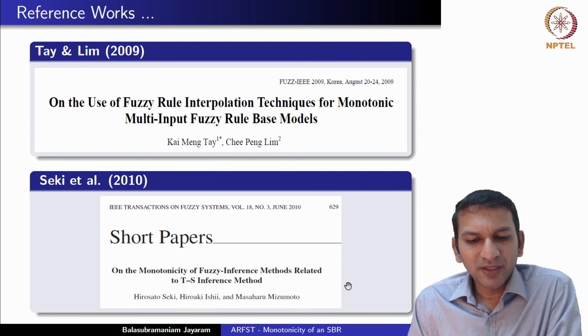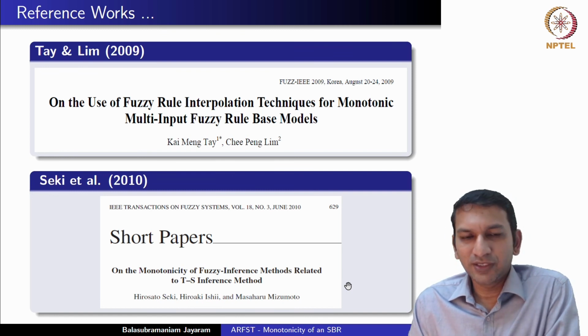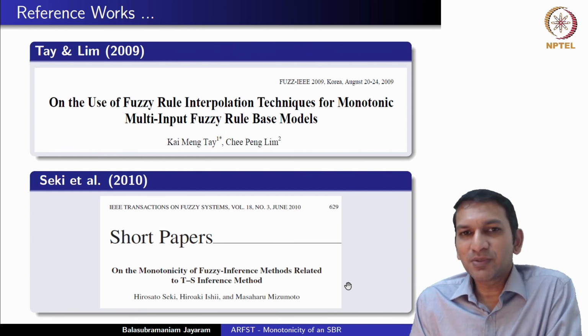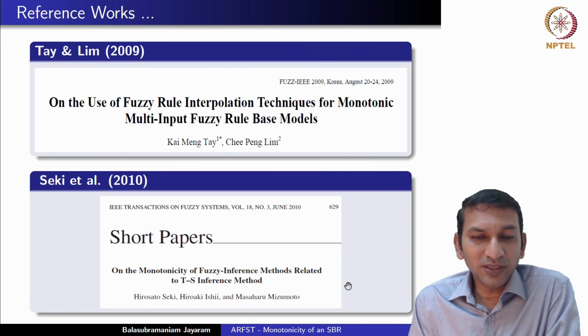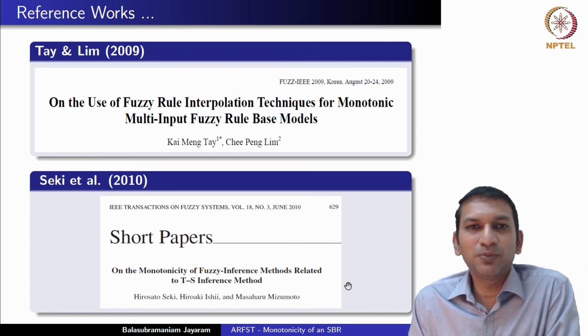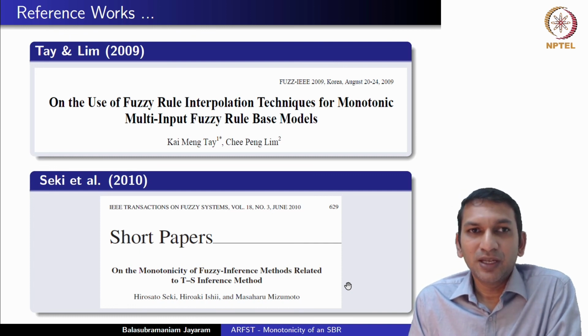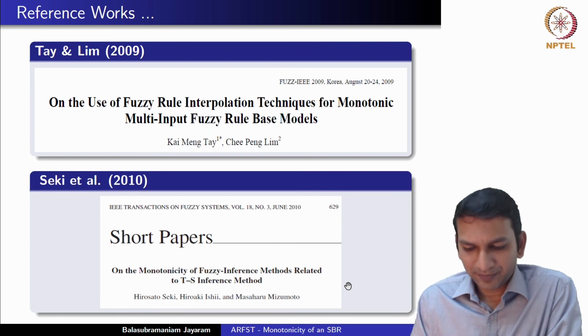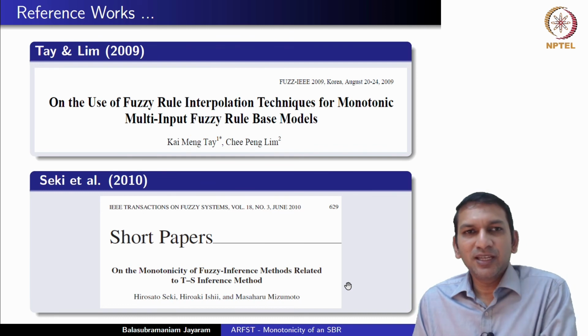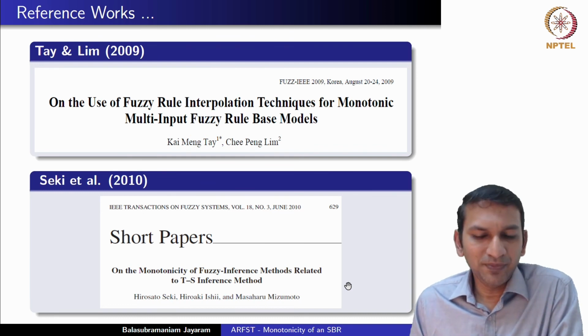And this is yet another paper which discusses monotonicity of fuzzy inference methods, especially the TS inference method. As was mentioned, these are only some sample works. There exist many more works. This is only highlighted for the different approaches that they have taken. For instance, the paper by Tay and Lim looks at rule interpolation techniques to make sure that the multi-input system that they get is in fact monotonic. Well, with this we come to the end of discussing monotonicity of a fuzzy inference system.